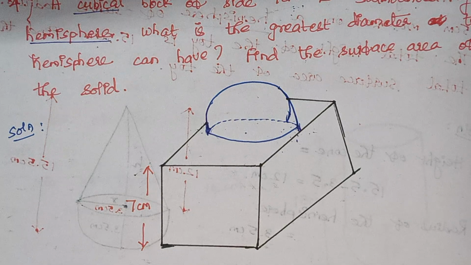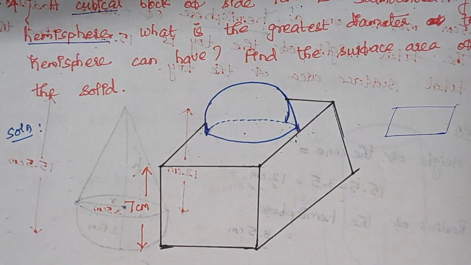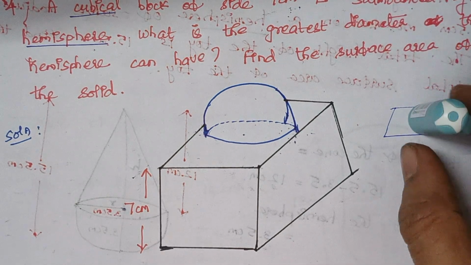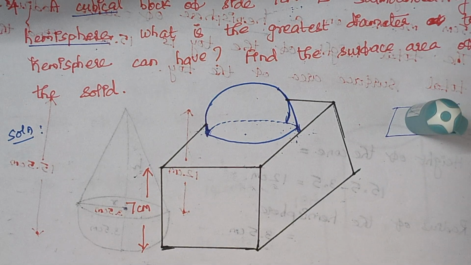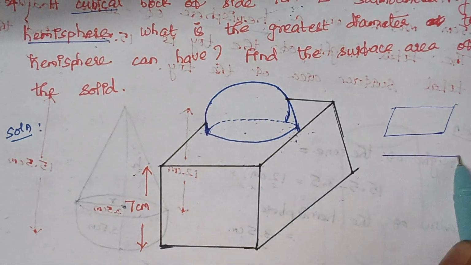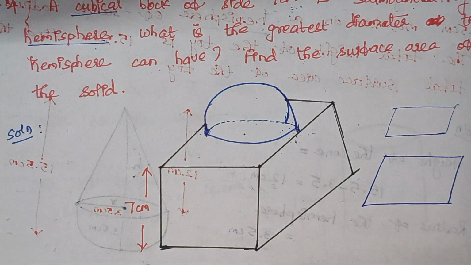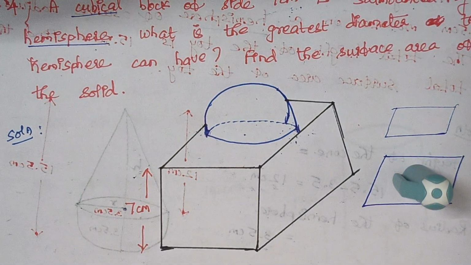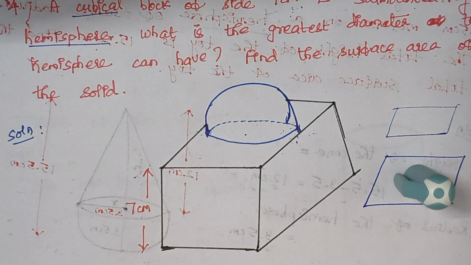Again I am telling you simply, let this be the top of the cube, right? So now I am placing this part here over like this. Wait, I'll draw it somewhat bigger. Let this be the one side of the cube, right? Now I am placing a hemisphere. You just assume this one as a hemisphere. It is placed on the top of the cube. So now you are going to calculate the total surface area.